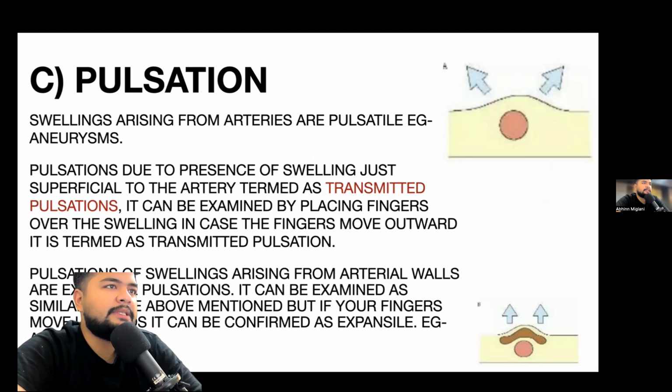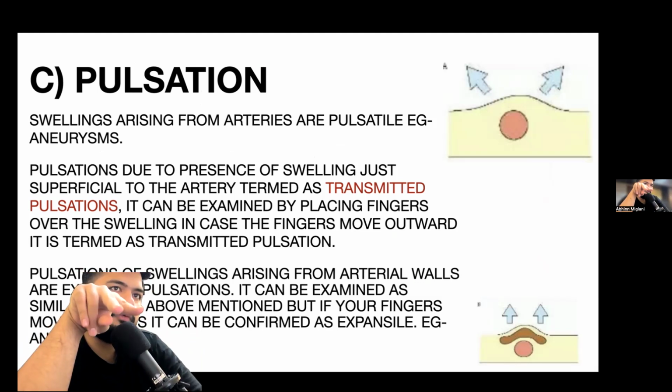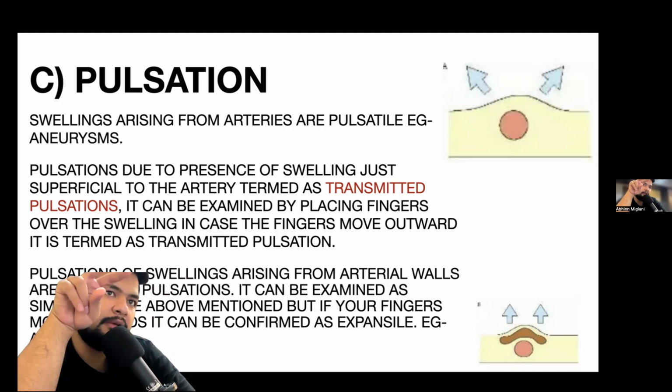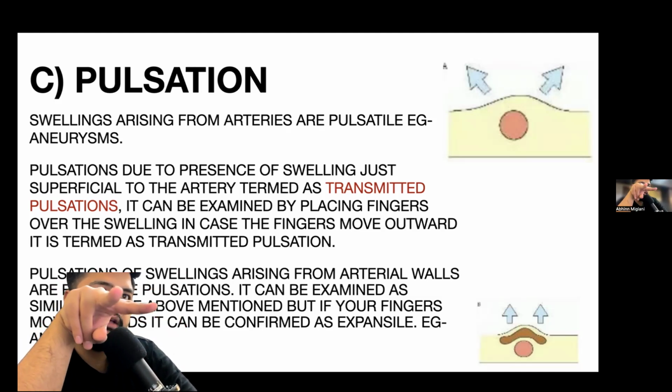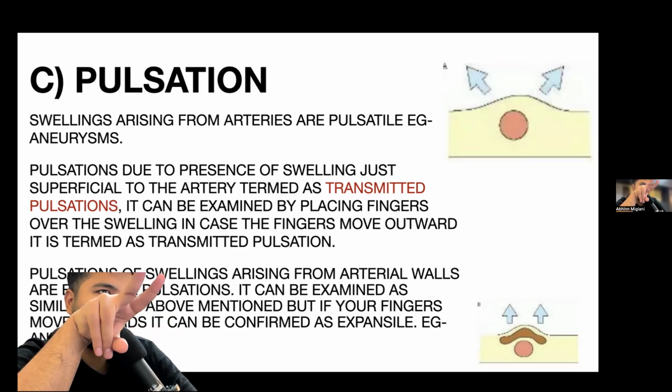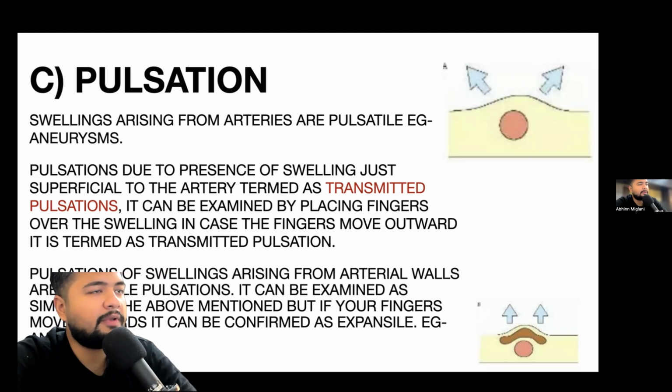Then coming to the pulsations, you first of all notice both of the figures A and B. The arrows depict the fingers which are placed on the swelling. If the fingers are moving away from the swelling, it's figure A, and in figure B, both the fingers move in the same direction. So the swellings arising from the arteries are pulsatile, for example, aneurysms.